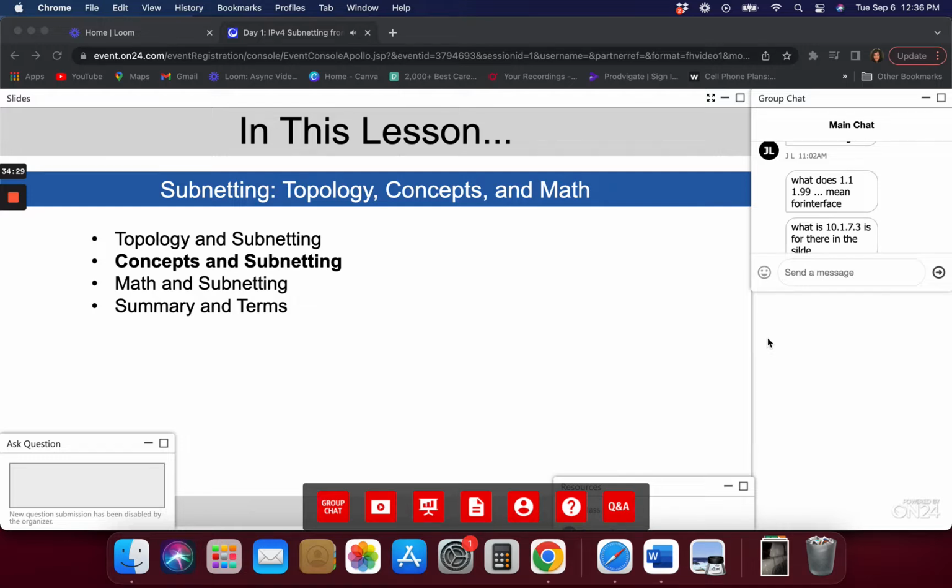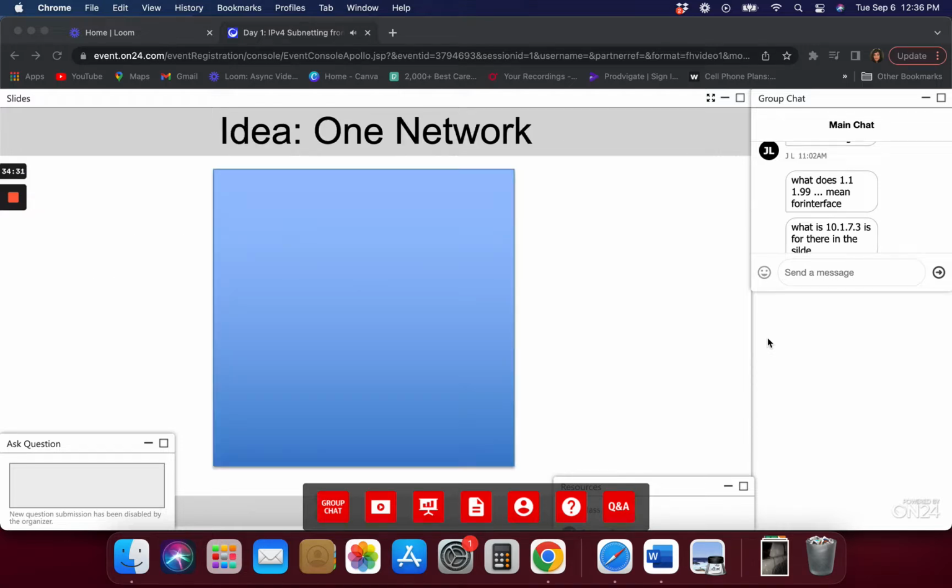All right, so moving on, concepts. Now let's go back to that idea of a big set of addresses, like a loaf of bread. But let's represent it this time just as a box. Here's a bunch of addresses that we call a network. And that is our starting point for thinking about addressing. And we're going to subdivide it.